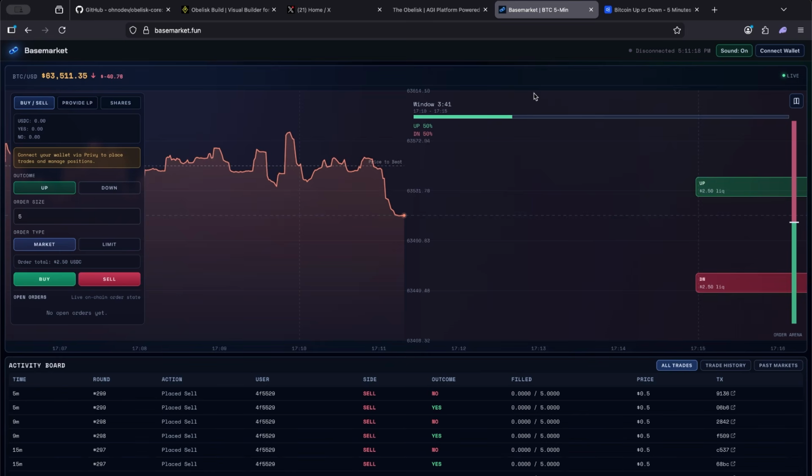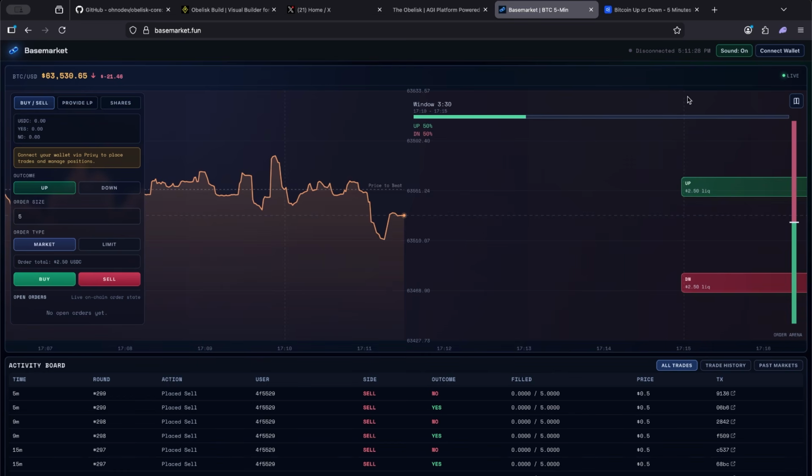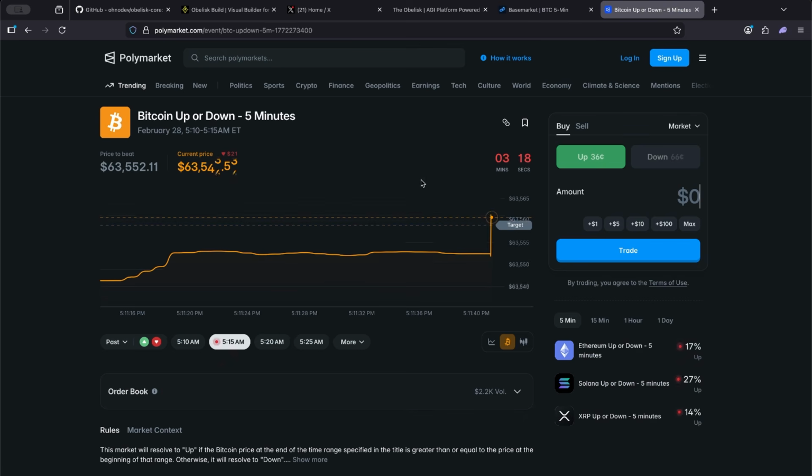This is Basemarket.fun. This is a prediction market trading platform and you are predicting the future price of Bitcoin and the price to beat and when the market closes at 5 minutes. So here's a timeline. The market is going to close at 5:15, and when the market closes, if it's above the price to beat, then the up shares win, and if it's below, the down shares win. It's just basic. Exactly like Polymarket has.